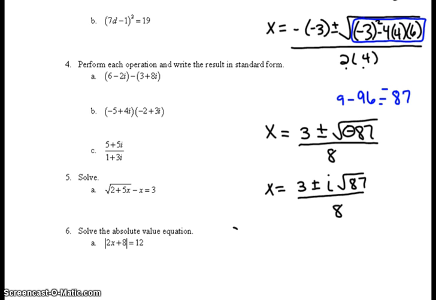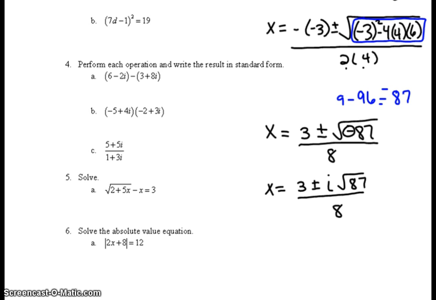Okay, I'm going to check to make sure the square root of 87 will not simplify. We cannot divide by 2. Let's divide by 3. 3 times 2 is 6, and that's a 9. And 29 is a prime number, so we cannot divide any further. There were no factors, so the square root of 87 will not simplify.